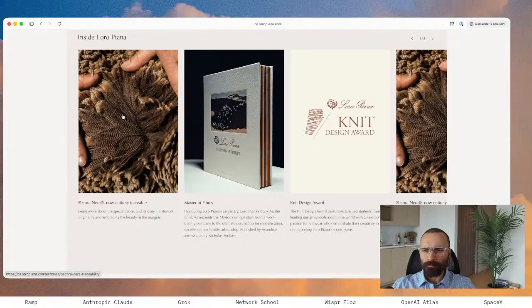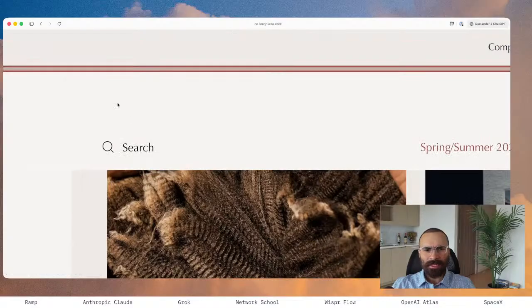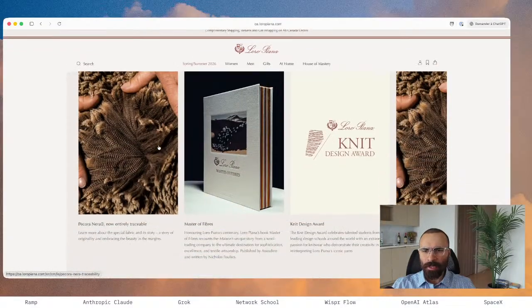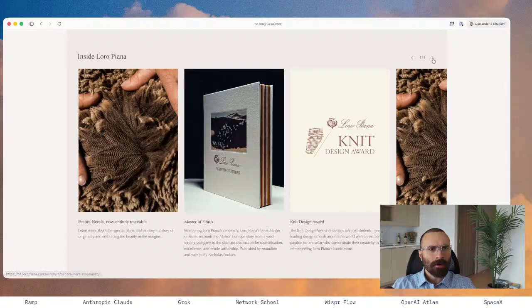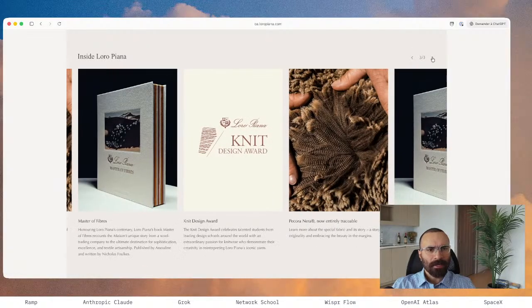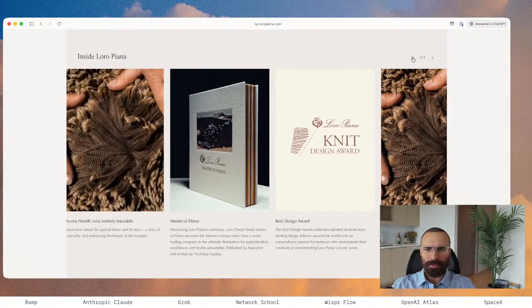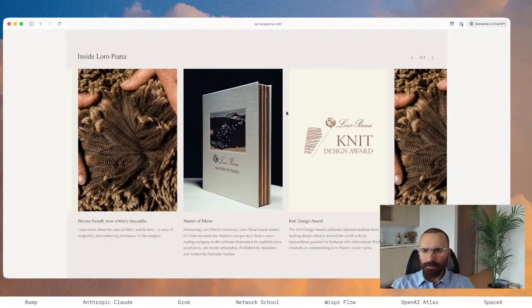Oh wow. Pecora Nera, now entirely traceable. Oh right, I think they were doing something like this. They were helping you trace where our wool has come from, which exact sheep or something. Learn more about the special fabric and its story, a story of originality and embracing the beauty in the margins.